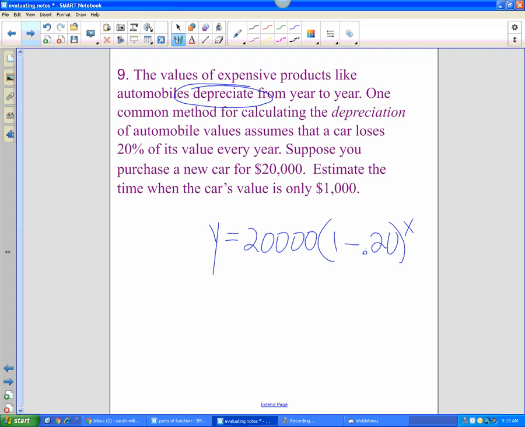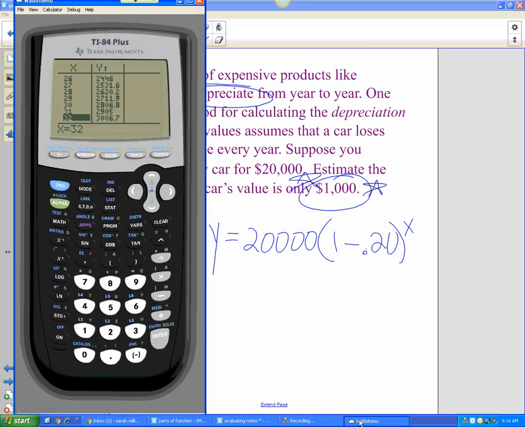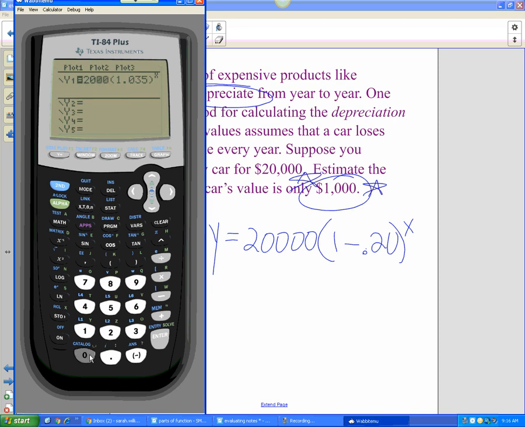All right. Chase, what's the question asking? Good. So I want to know when it's $1,000. That's the goal. Samaria, how do I figure that out? What do I have to do? Put it in my y equals. You can put it in there two ways. You can put in 20,000 parentheses 1 minus 0.20 to the x power. You could type it in like that, 1 minus 0.20. The calculator will do it just fine. You could also go ahead and simplify it. What would 1 minus 0.20 be? 0.80. So you could do it either way.